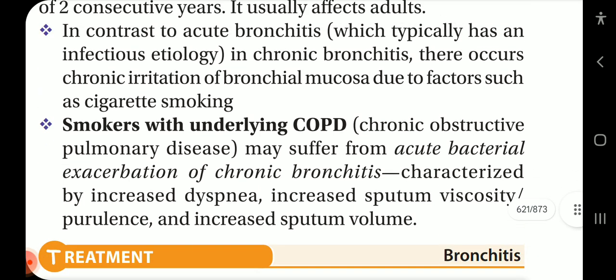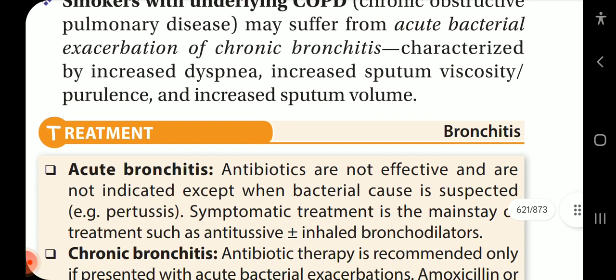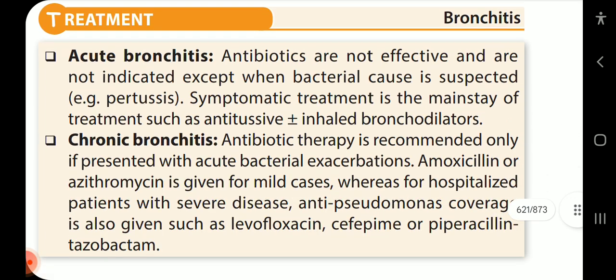In contrast to acute bronchitis, which typically has an infectious etiology, in chronic bronchitis there occurs a chronic irritation of bronchial mucosa due to factors such as cigarette smoking. Smokers with underlying COPD, chronic obstructive pulmonary disease, may suffer from acute bacterial exacerbation of chronic bronchitis, characterized by increased dyspnea, increased sputum viscosity or purulence, and increased sputum volume.